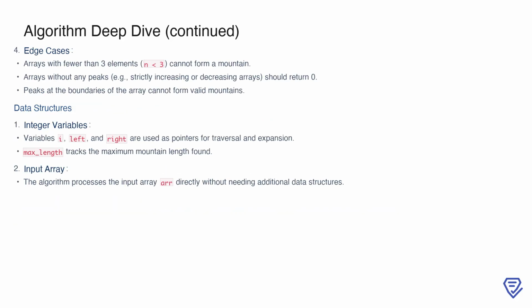It's important to consider edge cases and the data structures used in this algorithm. For instance, arrays with fewer than 3 elements are immediately invalid since they cannot form a mountain.